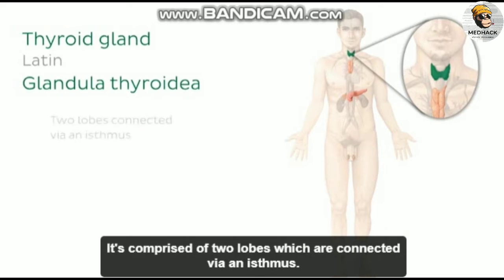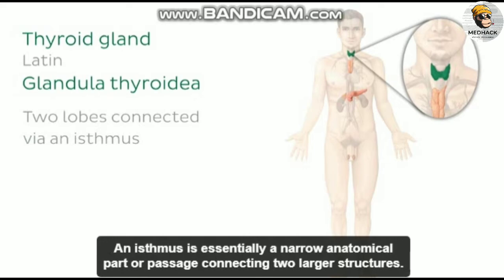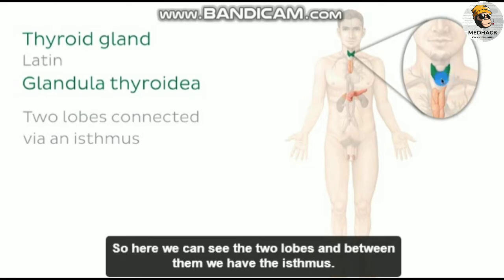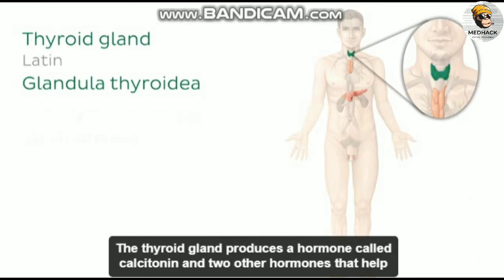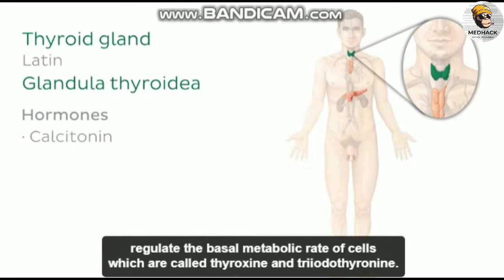It's comprised of two lobes which are connected via an isthmus. An isthmus is essentially a narrow anatomical part or passage connecting two larger structures. So here we can see the two lobes, and between them we have the isthmus. The thyroid gland produces a hormone called calcitonin, and two other hormones that help regulate the basal metabolic rate of cells, which are called thyroxine and triiodothyronine.